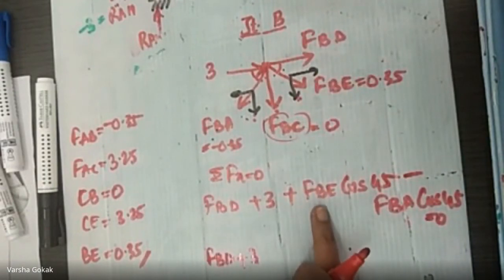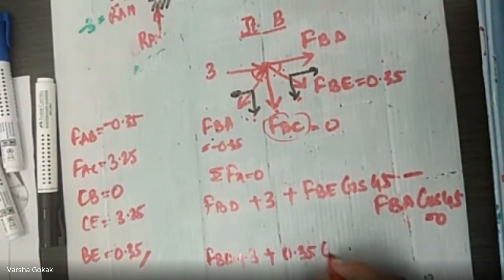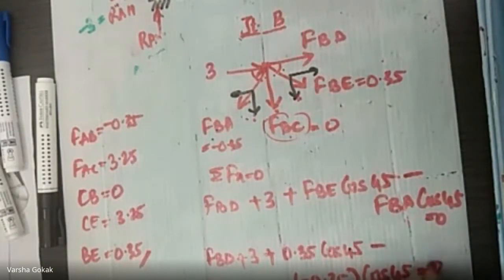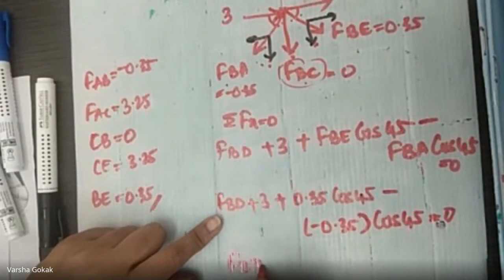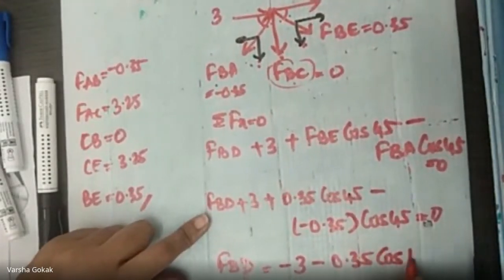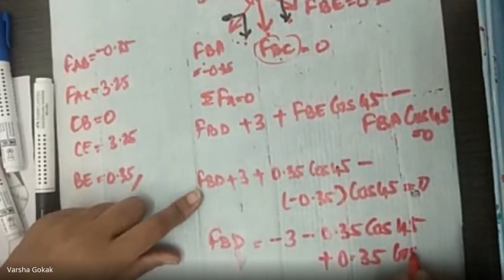BE. What is BE? We found 0.35. So 0.35 cos 45 minus BA is minus 0.35 into cos 45 equal to 0. From here, get the value of FBD. FBD is going to be equal to, these all will go that side, minus 3 minus 0.35 times cos 45 plus 0.35 times cos 45.